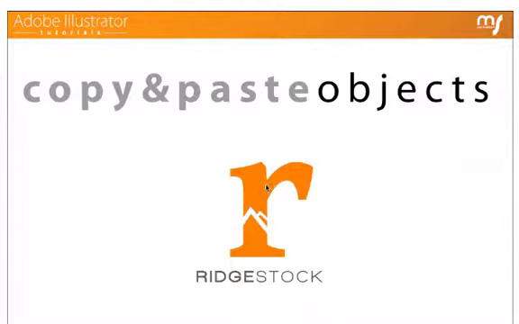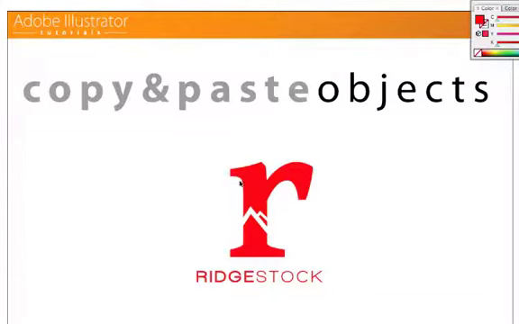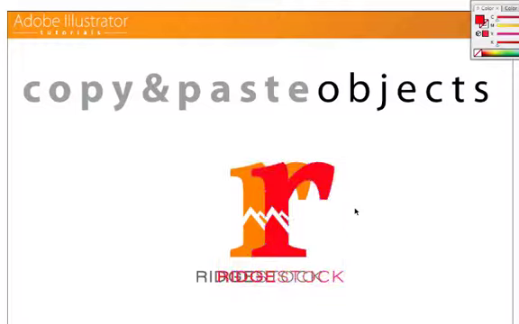Let me change the color of this logo real fast to something really bright so we can see the difference. So I've now got it in this bright red. I'm going to click it, and I'm just going to drag it off, and you can see. As you can see, the red one was our pasted object, and it is now on top of the orange.